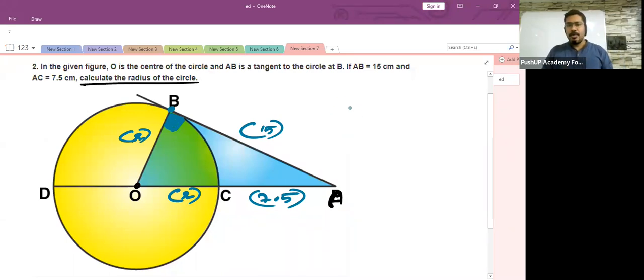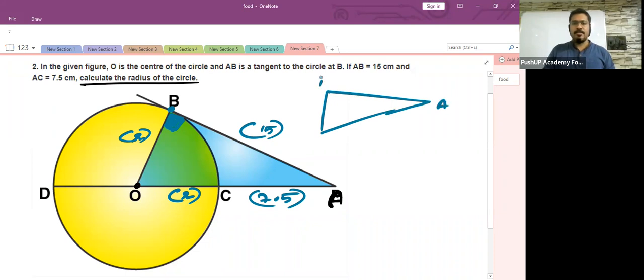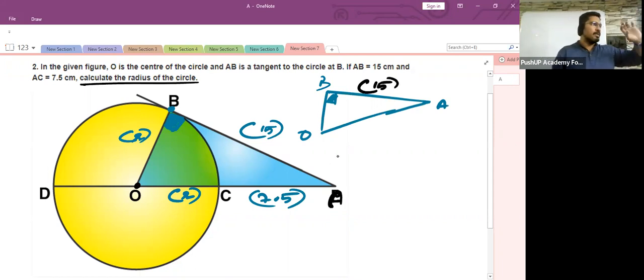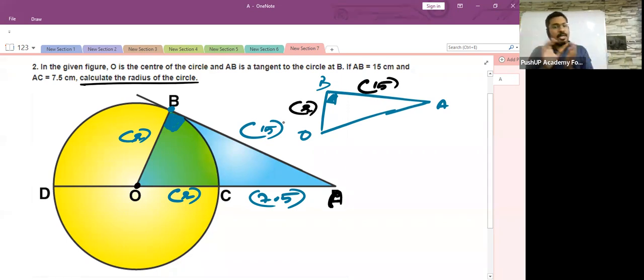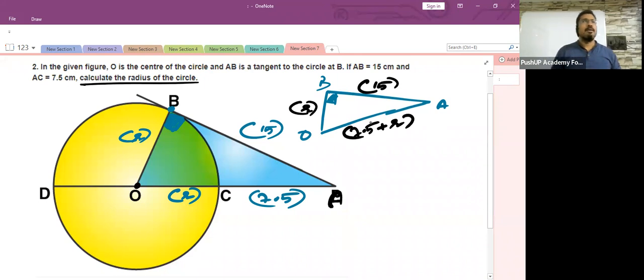So children, if you take this right angle triangle where this is vertex A, this is vertex B, and this is vertex O, this angle happens to be 90 degrees. If I ask you to give me the measurements for all the three sides, you could say AB is equal to 15 because it was given to us. OB is what? The radius, so it is R. If I ask you what is AO or OA, how much is it? 7.5 plus R. Very good. You got all the three sides of the right angle triangle.